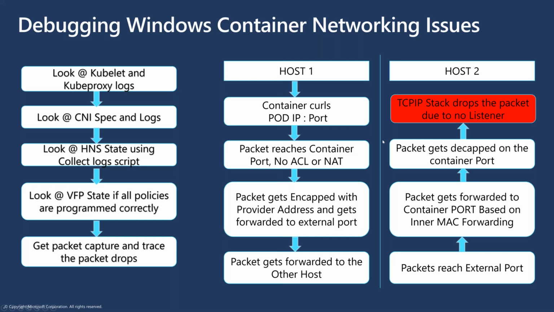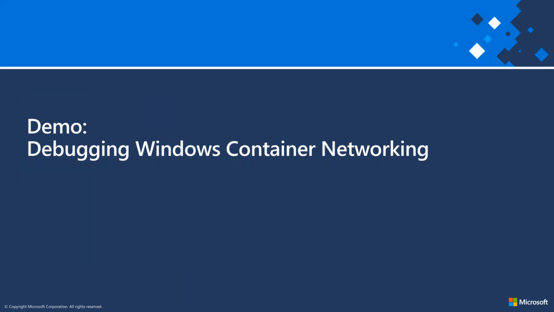Just understand what the scenario should be, how the rules should be programmed, look at the kubelet side of things, look at HNS, look at VFP, make sure the policies are programmed right, and then take a packet capture and look at why the packet is dropped. Hopefully at that point, you'll be able to understand whether the policy programming is wrong or something else is going on. I think that's pretty much what I had.